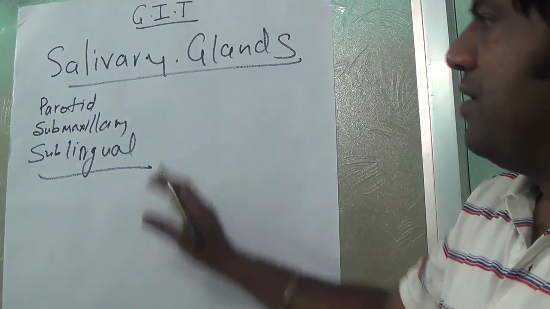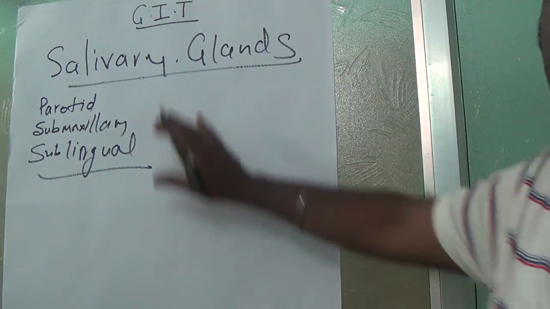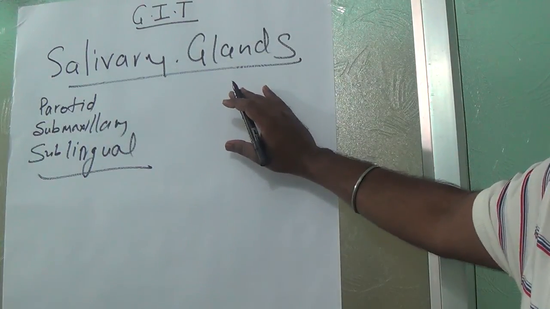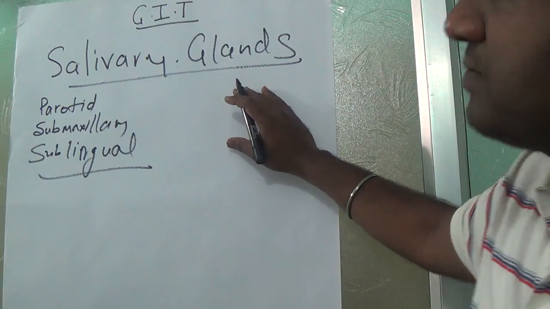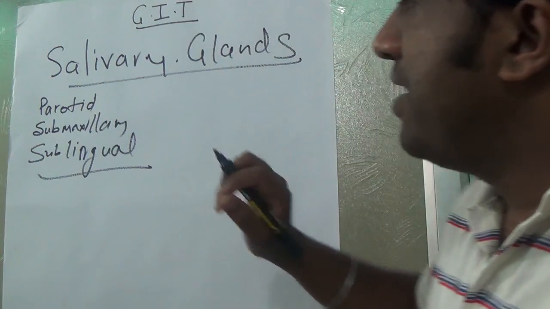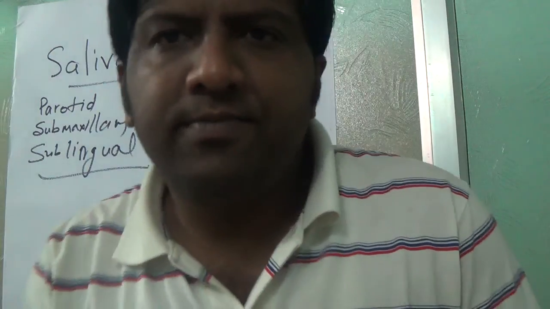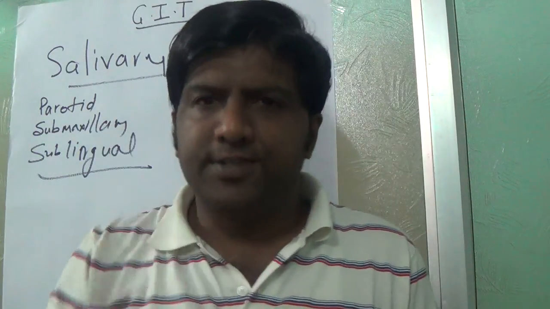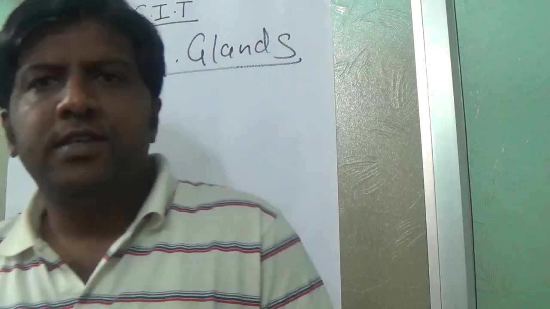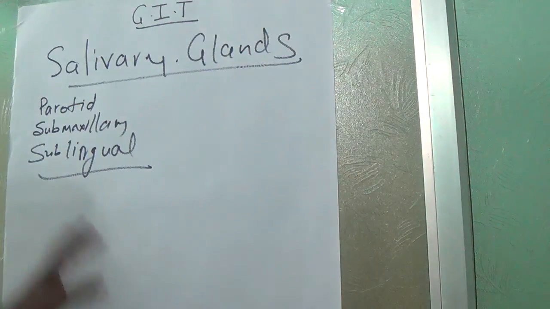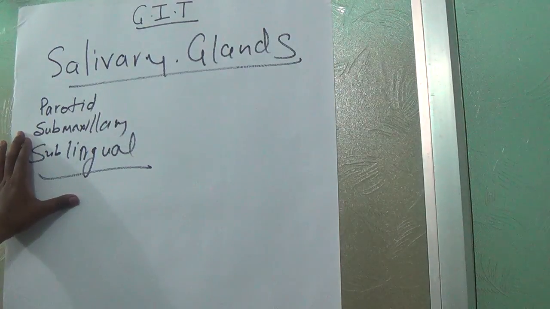Now, out of these, the parotid gland is one of the largest glands. Let's see where they are present. Parotid glands are present in front of your ears, in the cheeks. Then submaxillary. As the name suggests, these glands are located in the submaxillary triangle, medial to the mandible. Okay, simple way I can say.